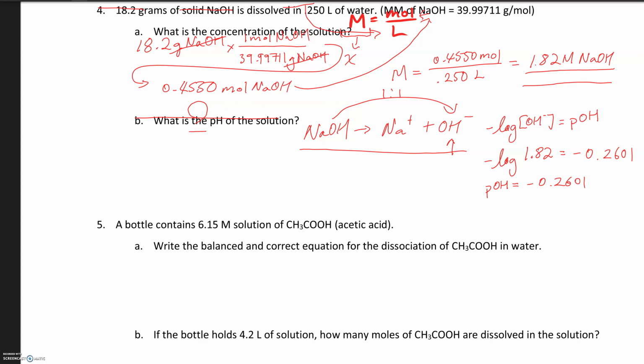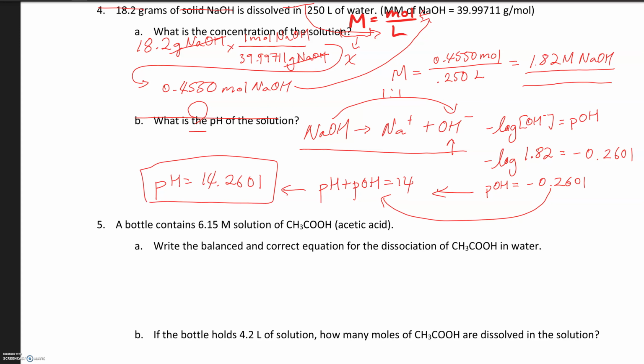But of course, we know our simple equation pH plus pOH equals 14, which means we just have to plug this into our pOH value, and we can get our pH value as 14.2601. And this is our final answer.